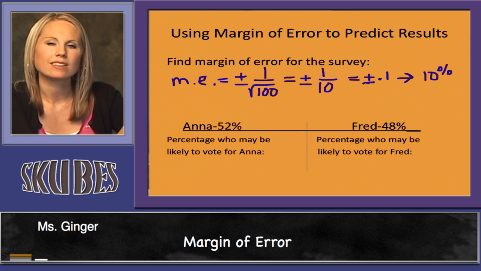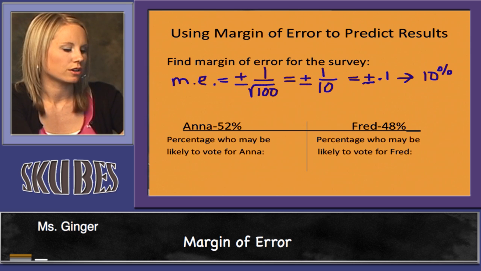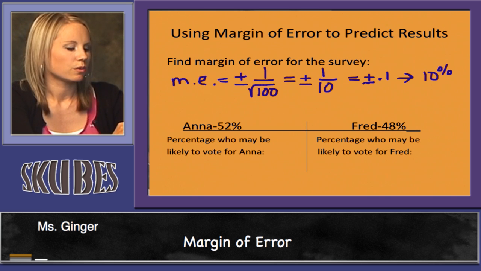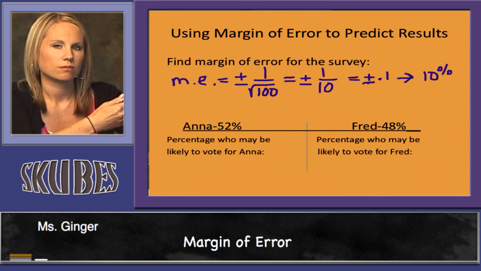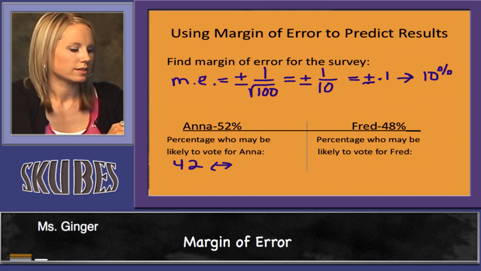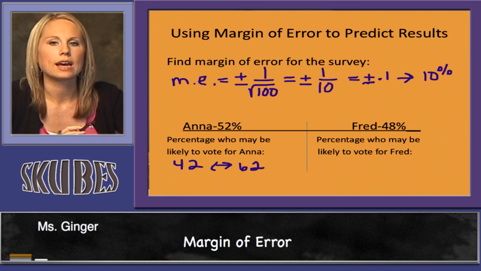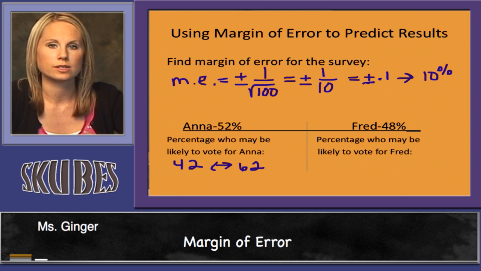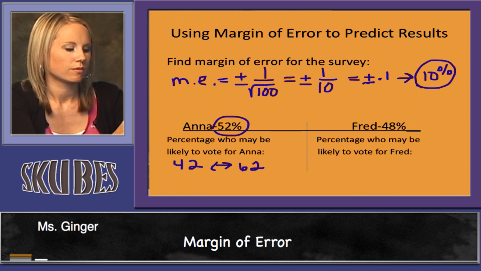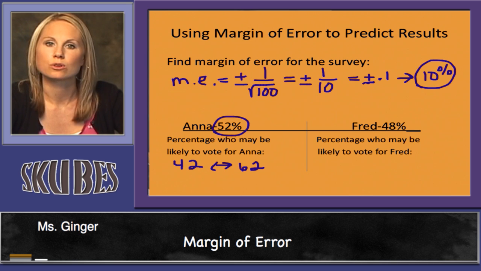That means we can count on the fact that instead of exactly 52% choosing Anna, it's more likely to fall within 10% both ways of that. So the range of students we can expect to vote for Anna is going to be between 42 and 62. What we did there was add and take away 10%, this error, from the original 52% result in the survey.